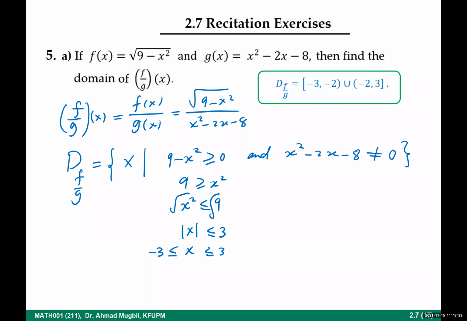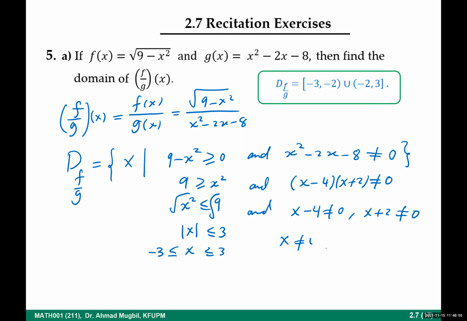This is what we have from this branch. Let's continue here. To know where it is 0 and where it is not 0, you need to factor. So it will be x minus 4 times x plus 2. Try to factor; don't go to the quadratic formula if you can factor. Now this means that x minus 4 is not 0, and x plus 2 is not 0. This means that x is not 4 and x is not negative 2.